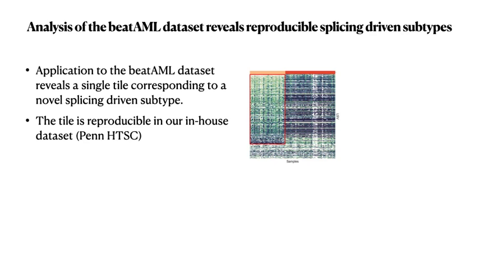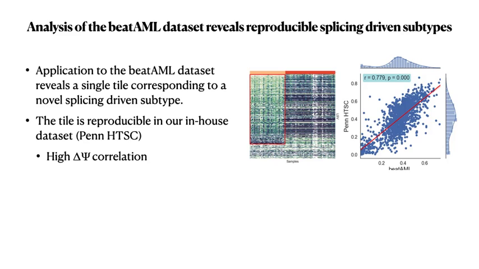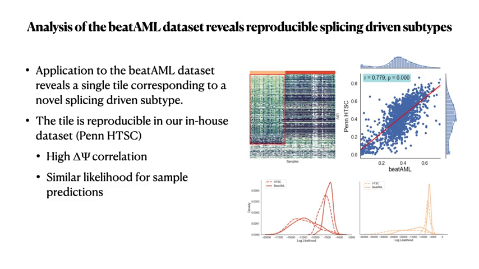To further support this reproducibility, we analyzed the correlation of delta psi between the two clusters within both datasets, indicating similar events are differentially spliced. Finally, we trained CHESSBOARD on the Beat AML dataset and used this model to predict cluster assignments in the PEN dataset, and show that the likelihood of assignment is similar between the PEN and held-out Beat AML samples.